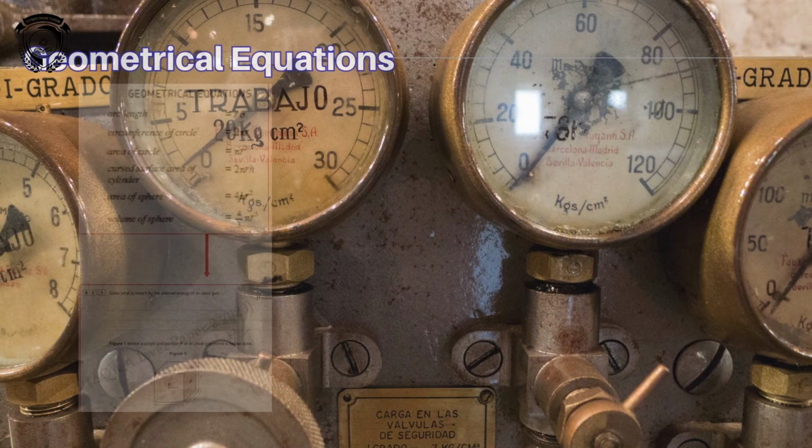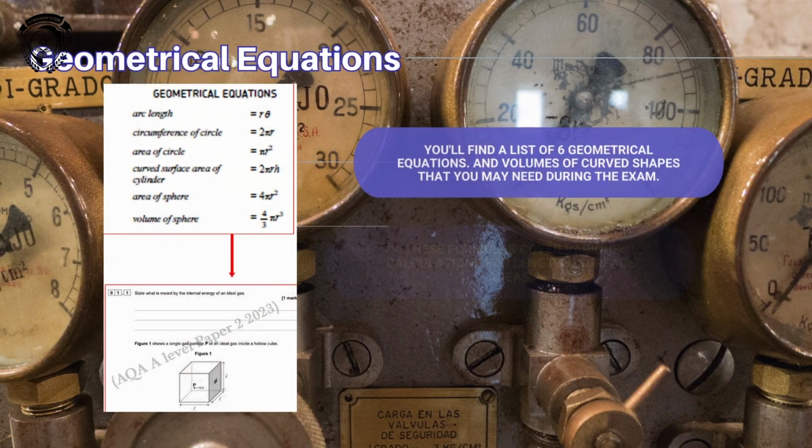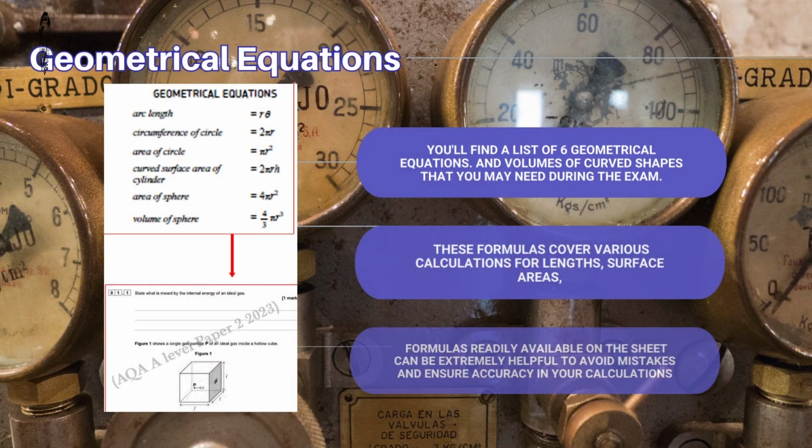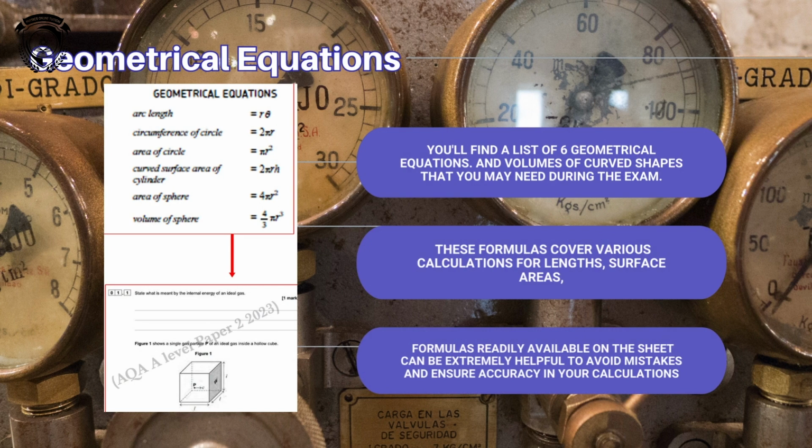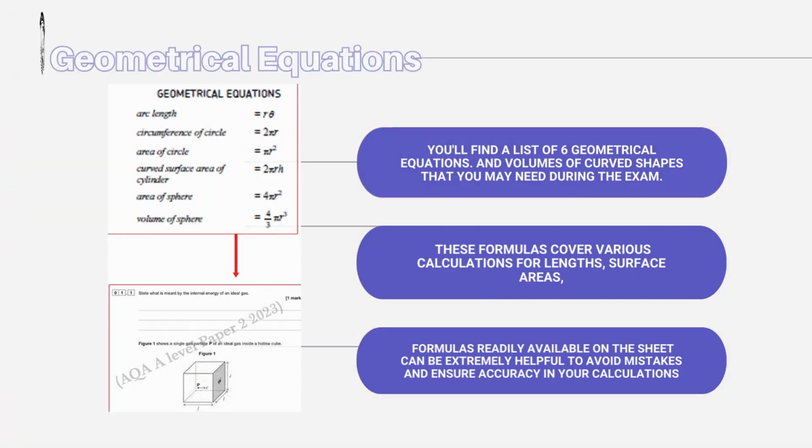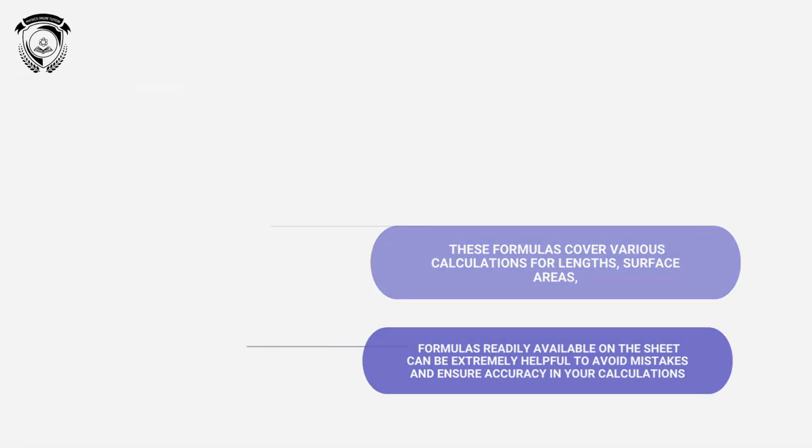Then come the geometrical equations. There is a list of 6 values, and these cover the various calculations for the length, surface areas, and volumes of spheres and different shapes as well. But under the pressure of the exam, you may forget them. So instead of losing marks, just go to the formula sheet, avoid mistakes, and show your accuracy when you're doing calculations. Here are a few examples for you.